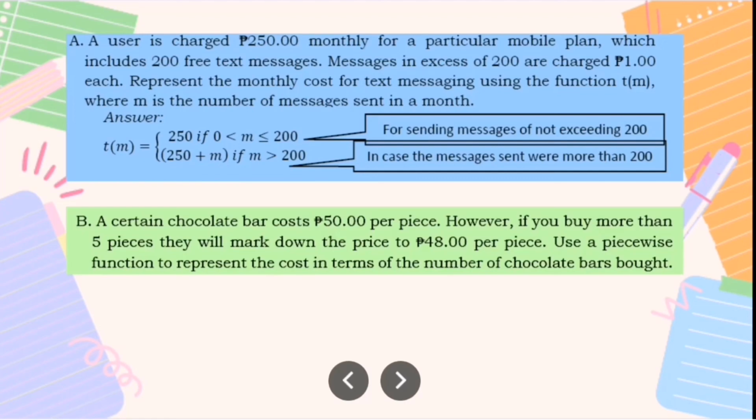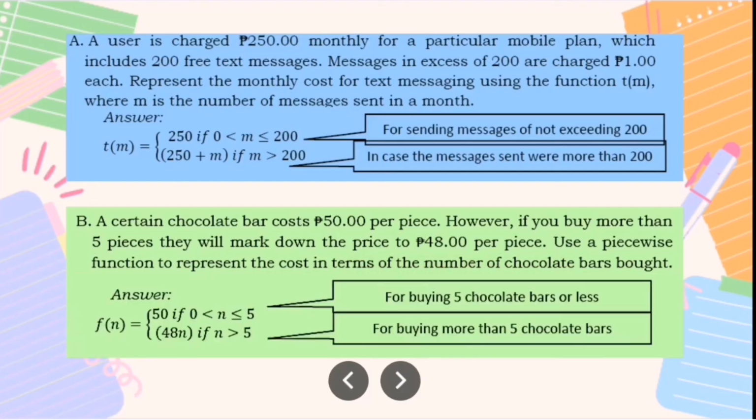Another example, we have a certain chocolate bar costs 50 pesos per piece. However, if you buy more than 5 pieces, they will mark down the price to 48 pesos per piece. Use a piecewise function to represent the cost in terms of the number of chocolate bars bought. So here is the following piecewise function.